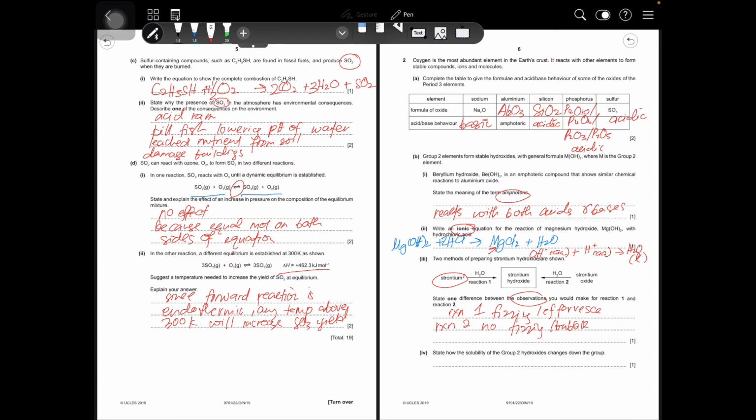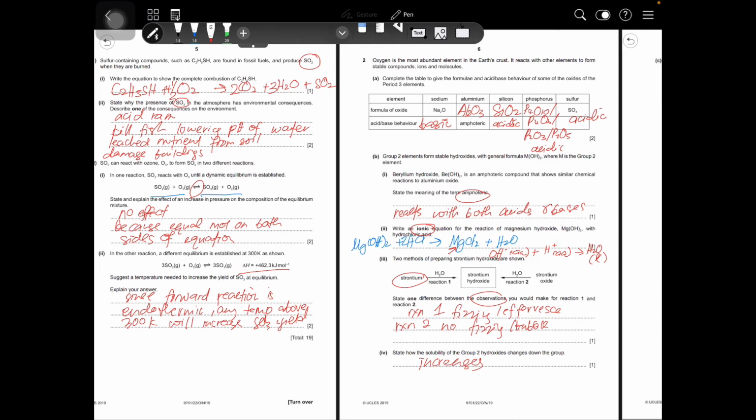State how the solubility of group 2 hydroxides changes down the group. Down the group, the solubility of the hydroxides increases, and vice versa for the sulfates. Down the group, the solubility of the sulfates decreases. The explanation you will learn in A level later. In AS, you do not require the explanation for this.